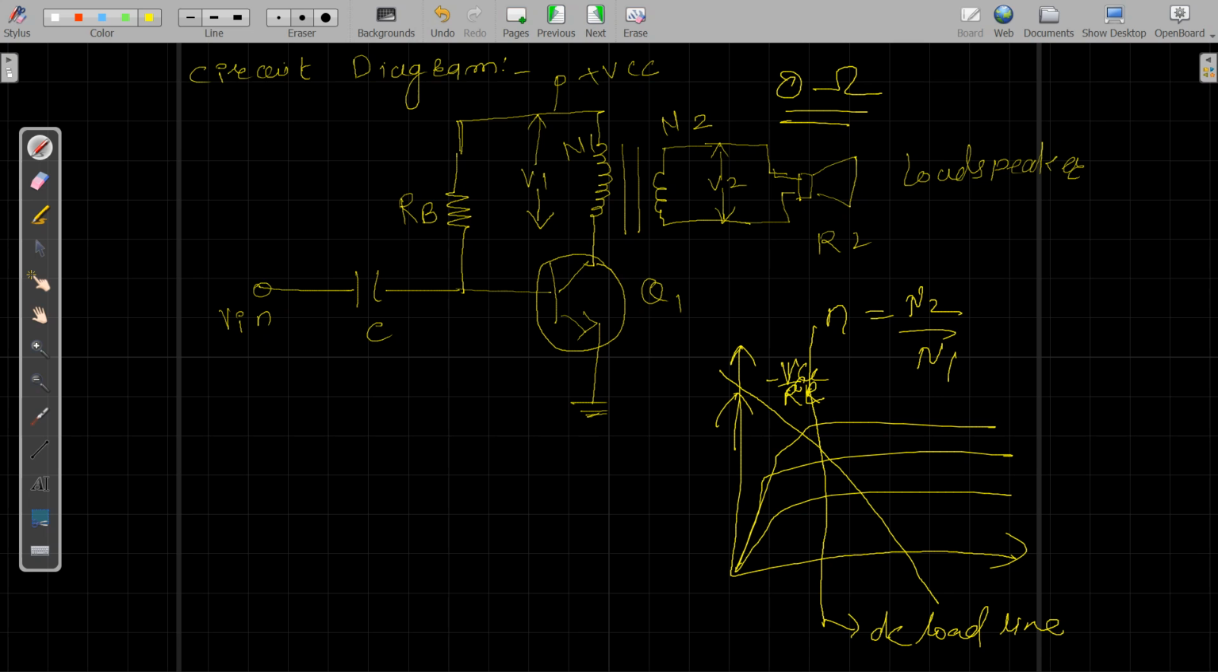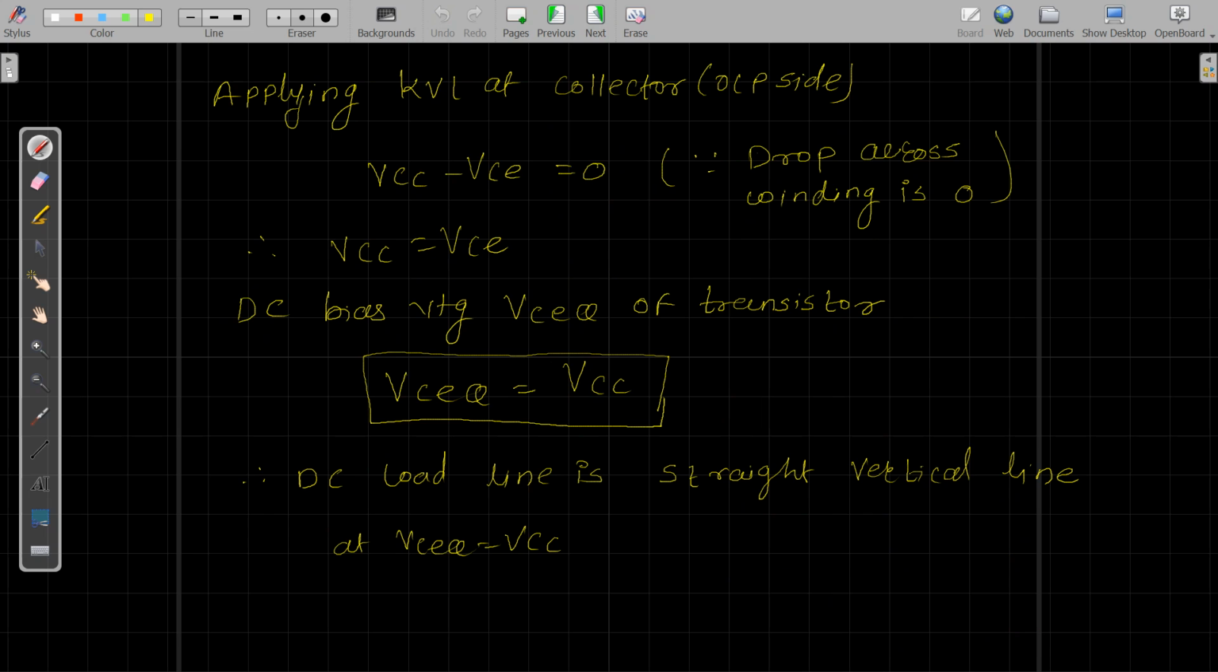So now when you apply Kirchhoff's voltage law (KVL) at the output side, assuming that this resistance is equal to 0, what I get is VCC minus VCE equals 0. That means VCC equals VCEQ. The same thing you can see here, applying KVL to the collector at the output side, as there's no drop across the winding because it is 0 ohms. So therefore your VC equals VCQ.